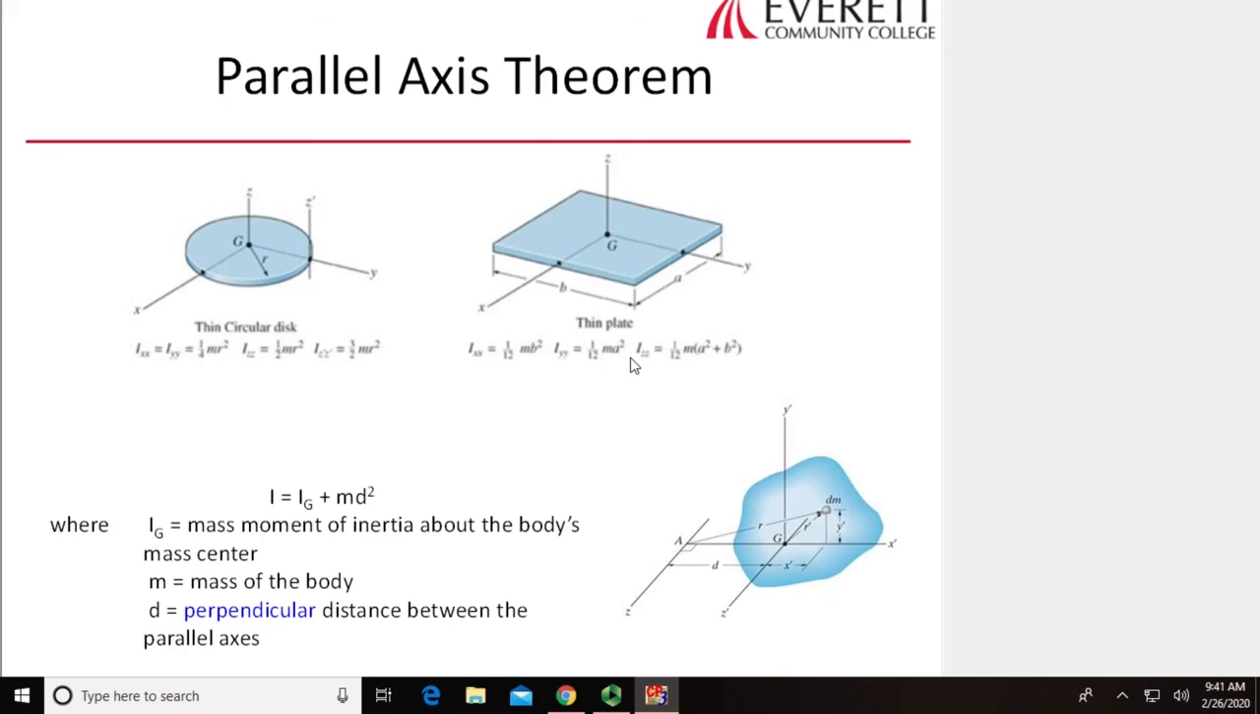Typically, how it's written is the moment of inertia about a point is equal to the moment of inertia about the center of mass, which they use G for, center of gravity. Center of mass and center of gravity are the same as long as we have a consistent gravitational field, which is a pretty good assumption here on Earth. But if you were dealing with planets or very large asteroid belts, that wouldn't be the case. And then we're going to add on to it md squared. M is just the mass of the object, and d is going to be the distance between the two axes.